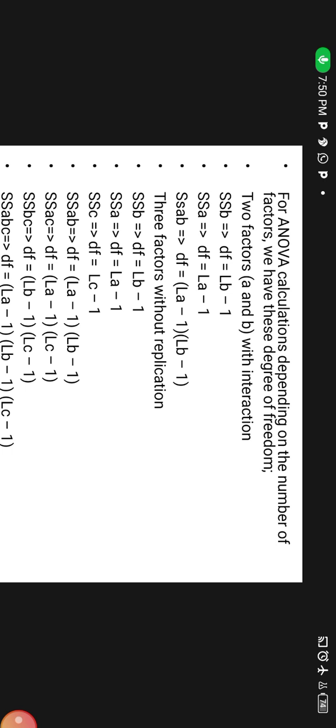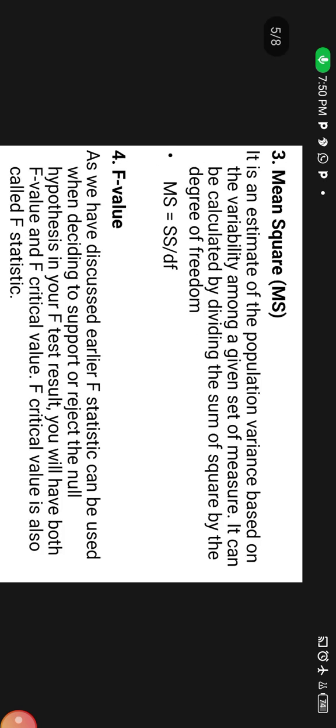Then SS for the interaction of all three, ABC: the degree of freedom is (LA minus 1) times (LB minus 1) times (LC minus 1), where LA is the number of levels for factor A, LB is the number of levels for factor B, and LC is the number of levels for factor C.